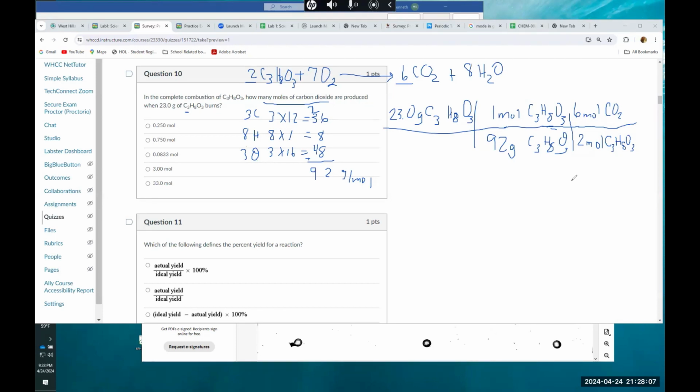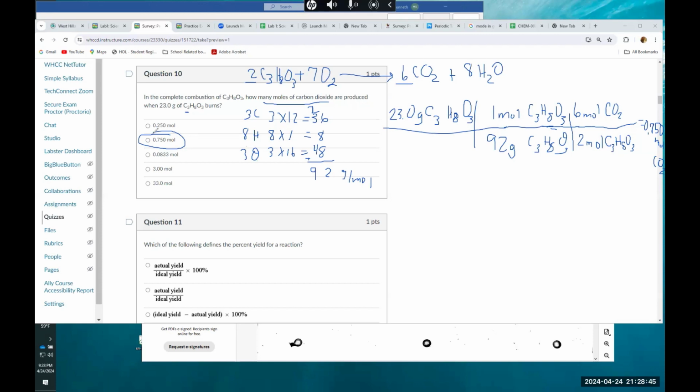So what did you guys get? 0.75. So now we have carbon dioxide in moles, 0.75. But there's an extra 0 on the answer because there are 3 significant figures. Yeah, I just ran out of room.